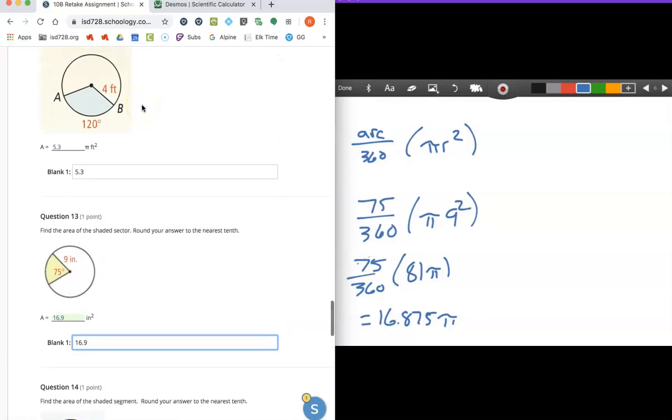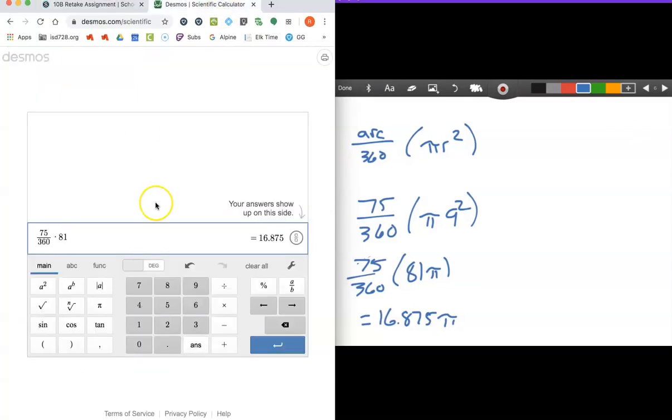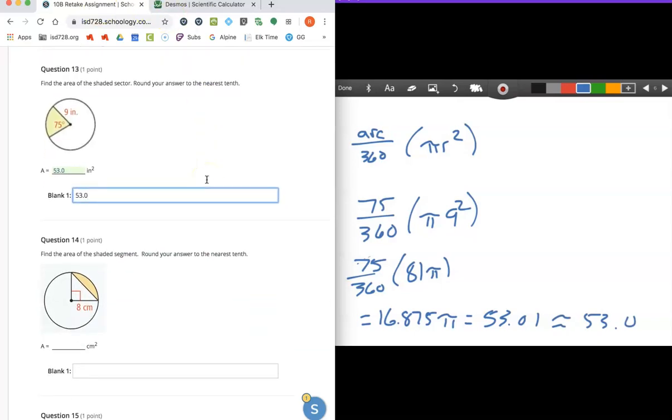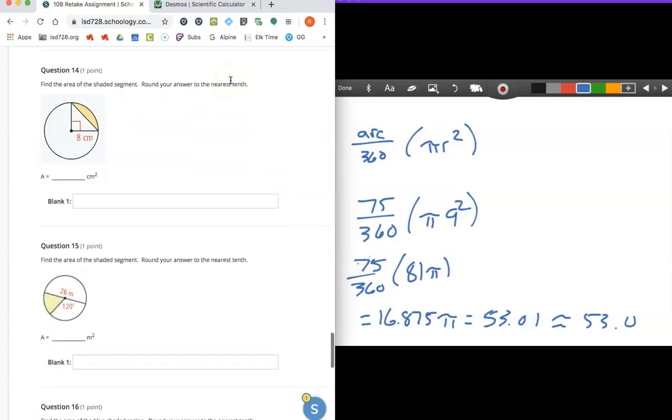Oh, I'm not reading directions now, am I? So this one, they want you to round your answer to the nearest tenth. So this is wrong. I need to figure out what that is times pi, and then that will give me 53.01, and that is just going to round right back down to 53.0. So to the nearest tenth, this is 53.0 square inches. So you got to be careful. Like I kind of messed that up. If they don't have pi as part of the answer here, then you got to put it in if it says nearest tenth.